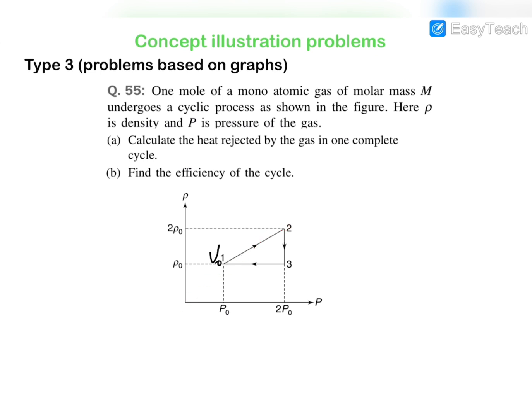So if this line is passing through the origin, you can see that in this process 1 to 2, density doubles and therefore volume becomes half. So let us assume that the volume at point 2 is V0 and the volume at point 1 is 2V0. And when we go from 2 to 3, the density becomes half and the volume will become double. So it would be 2V0, and obviously 3 to 1 is an isochoric process.